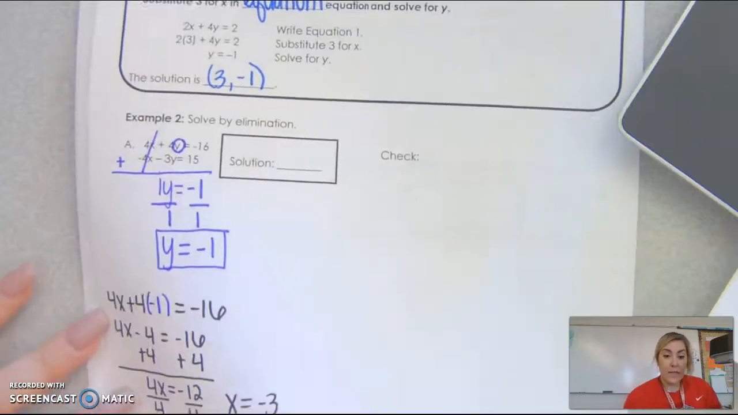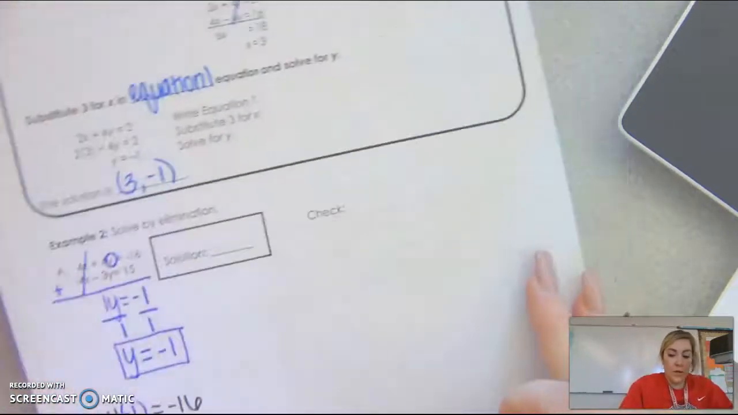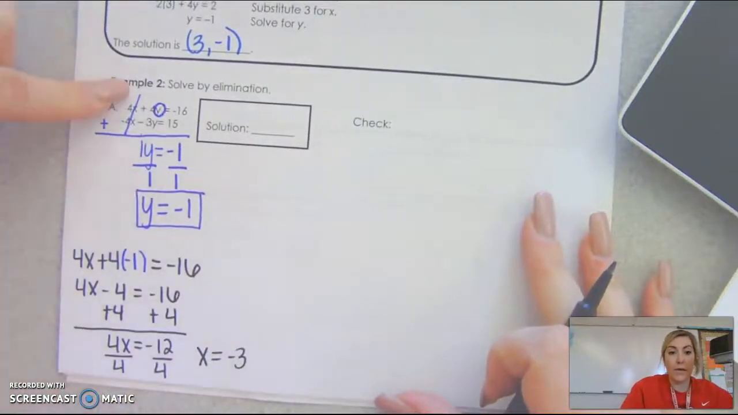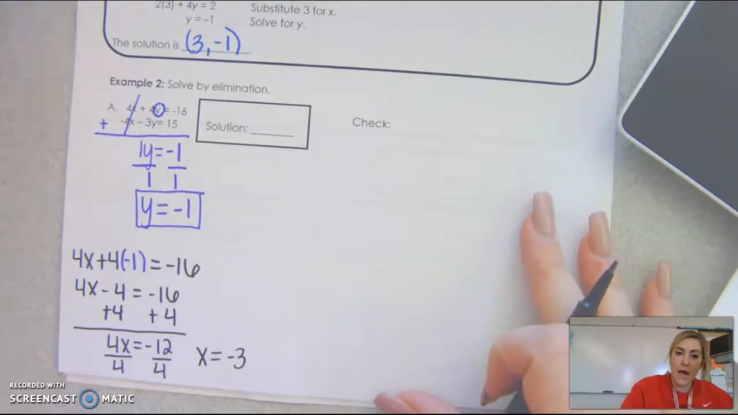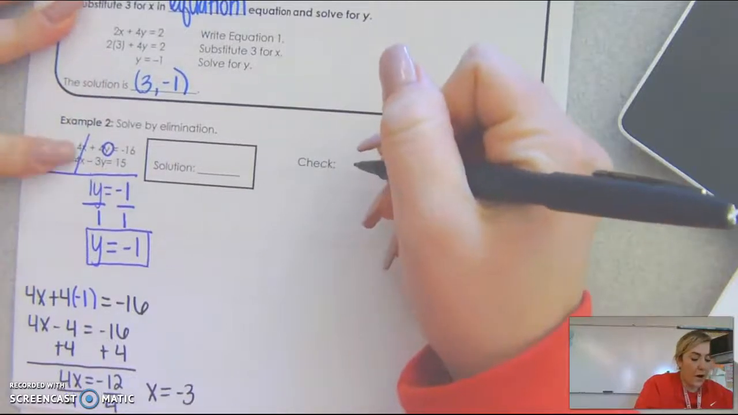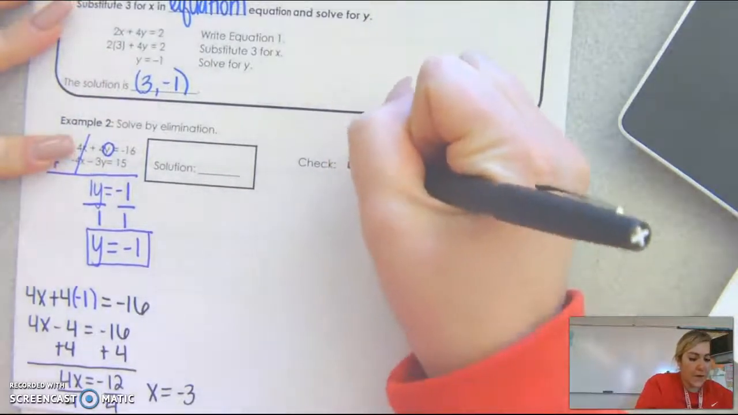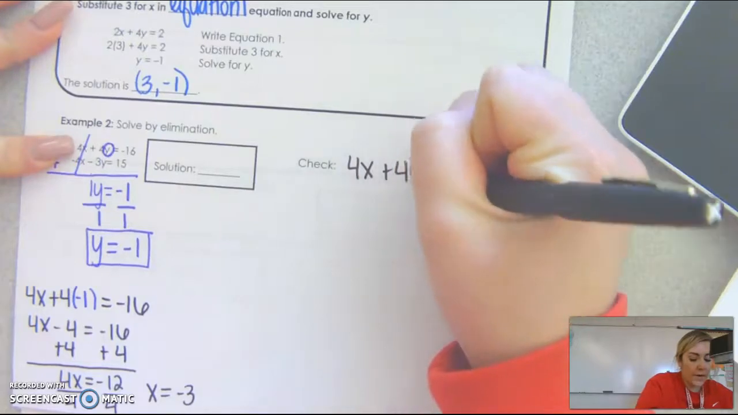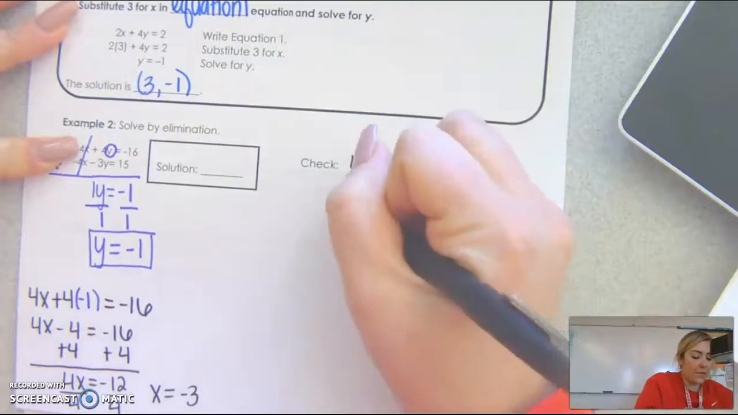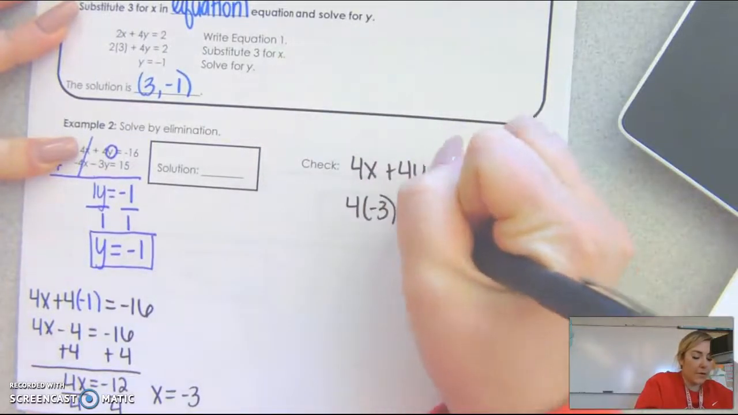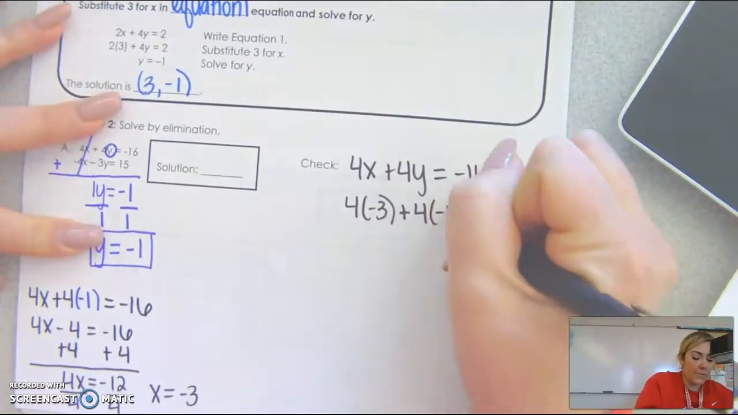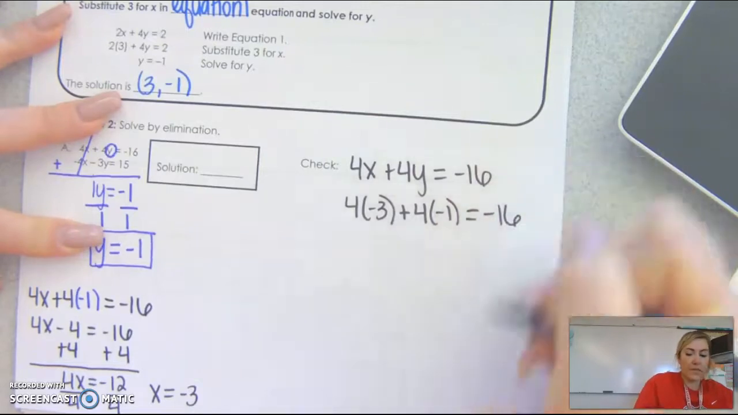Now we can check this if we need to. A way of checking it is taking our x value and our y value and plugging them in to make sure that the left side of the equal sign equals the right side. So for example, if we took our very first equation, we had 4x plus 4y equals negative 16. We found out that x was negative 3, so I have 4 times negative 3, plus we found out that y was negative 1, so plus 4 times negative 1 equals negative 16.